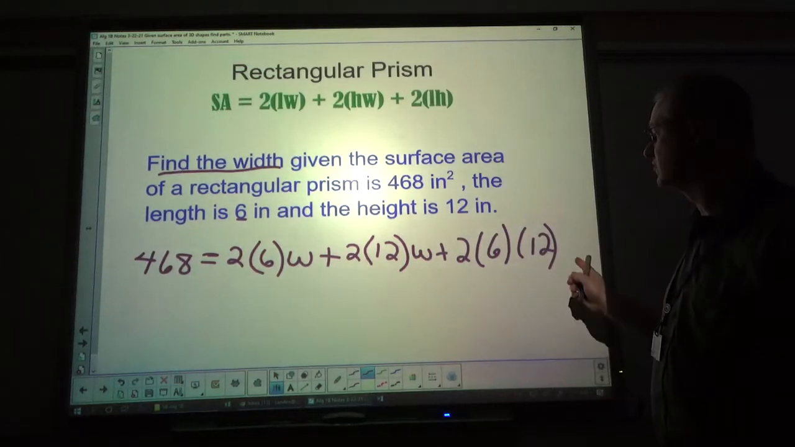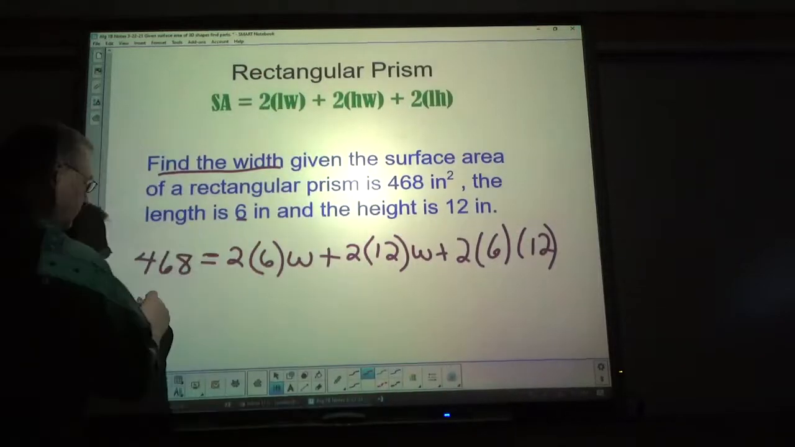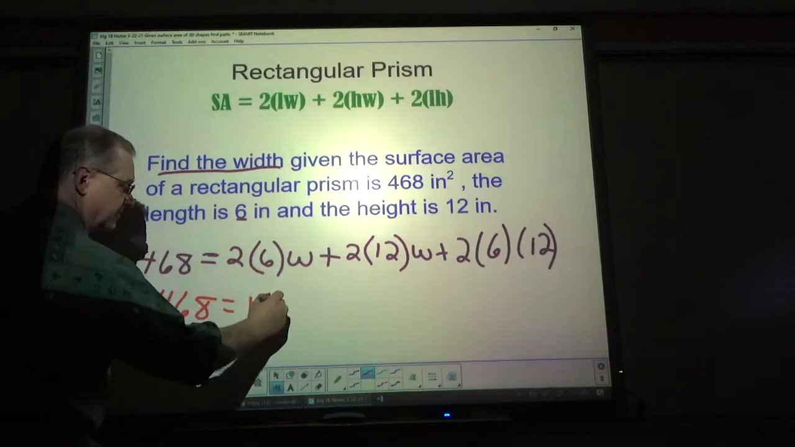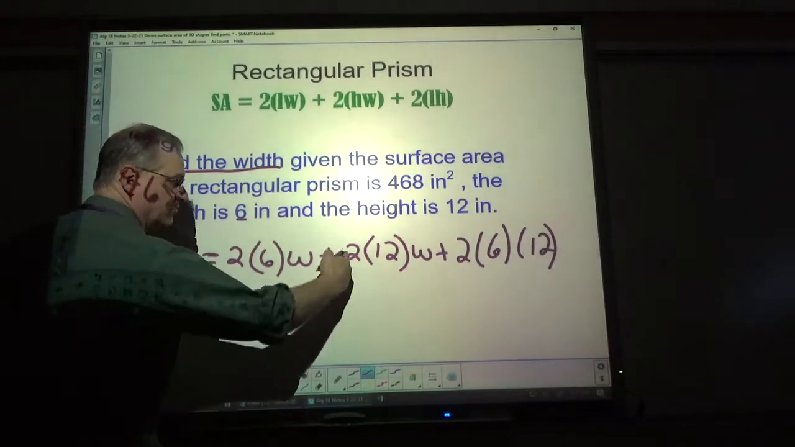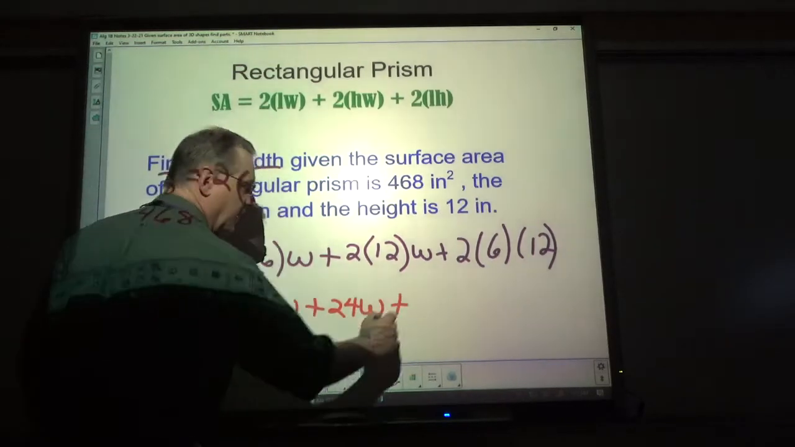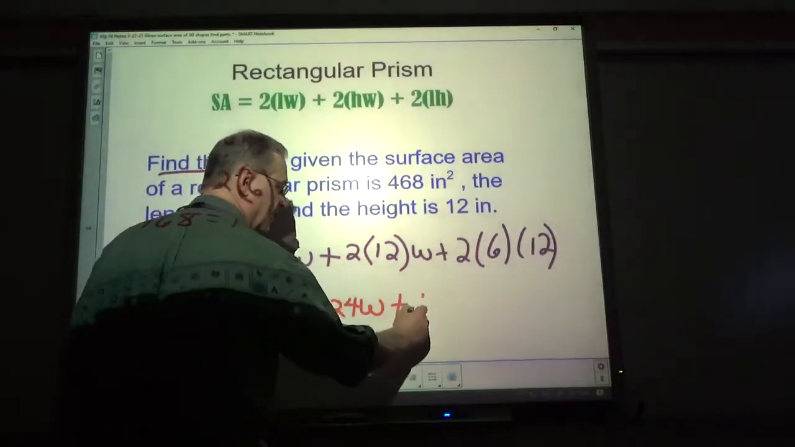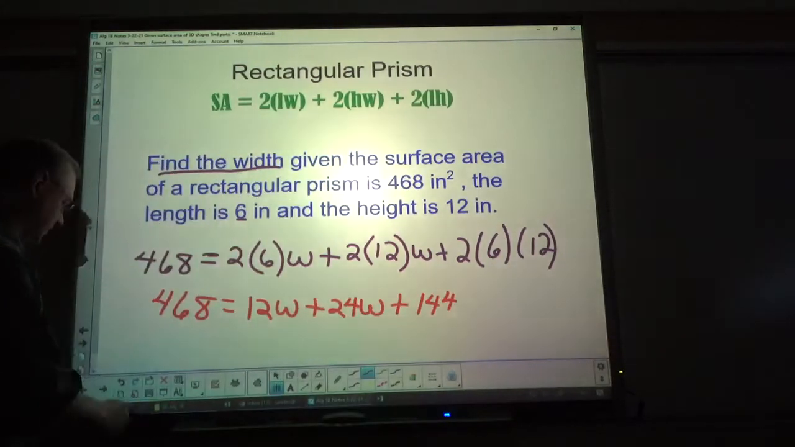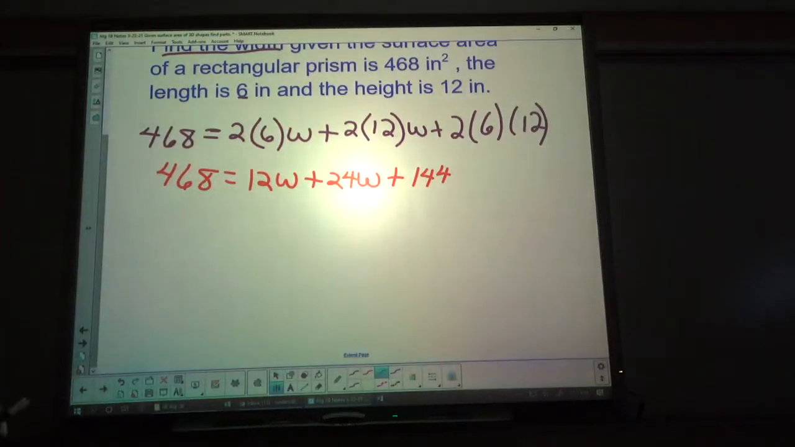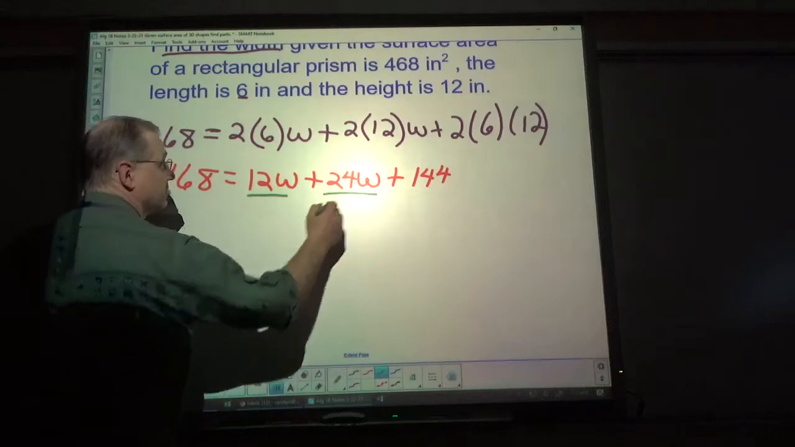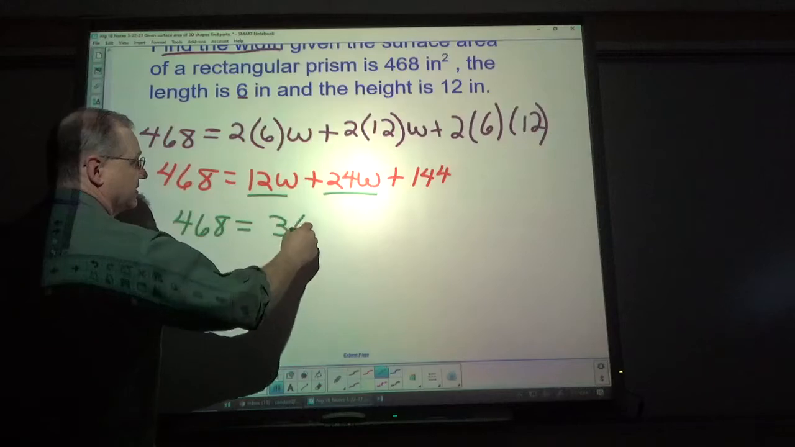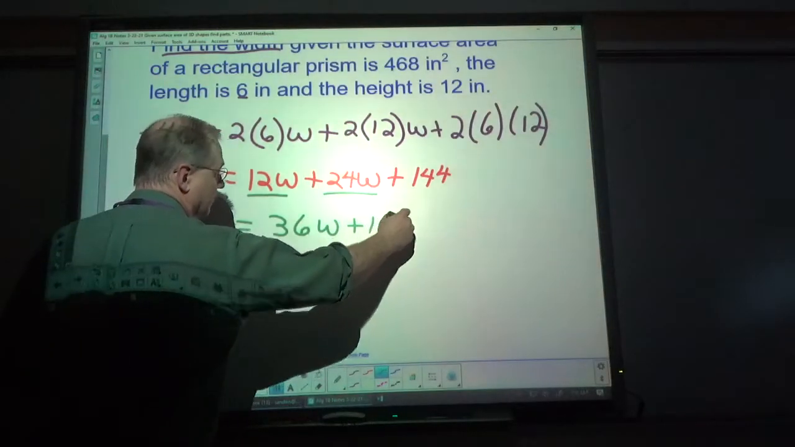The first thing I'm going to do is some multiplication here. 468. 2 times 6 is 12 times W, 12W. 2 times 12 is 24 times W, 24W. And 2 times 6 is 12 times 12 is 144. So the next step in the process is to combine like terms. 468 equals 36W plus 144.